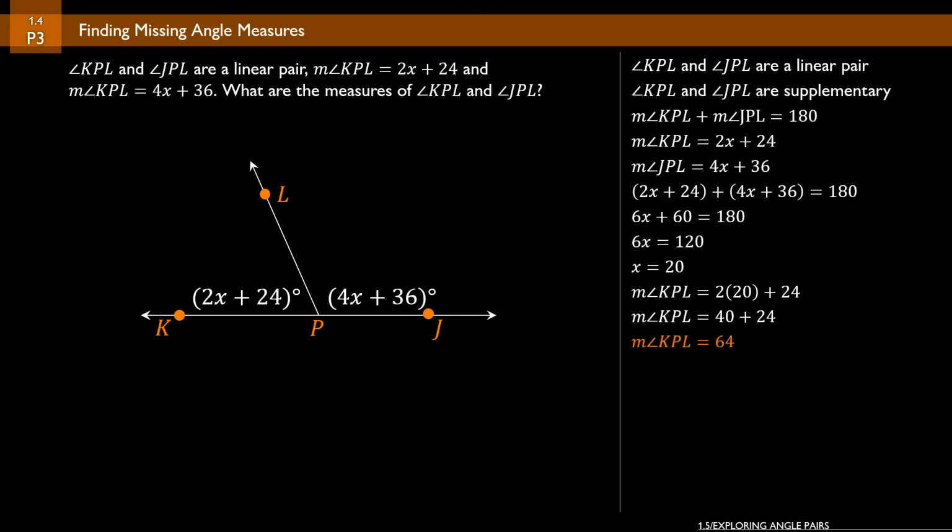Now, what we should get with angle JPL is 180 minus 64, which would give us 116. So if we don't get 116, we did something wrong. So we're going to substitute that in. 4 times 20 plus 36 gives us 80 plus 36, which is 116, which is exactly what we expected.